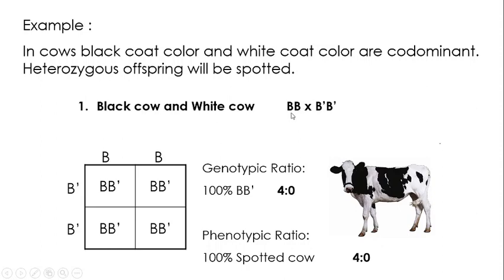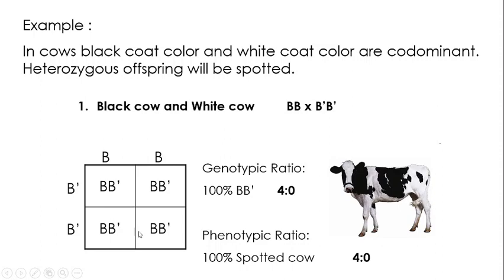So, we will use the Punnett square again. We just separate the alleles of the parent organisms. We put one on top of the Punnett square, and the other on the left side of the Punnett square. Again, we combine the alleles that meet. So we have here BB', and actually all offspring have the BB' genotype.